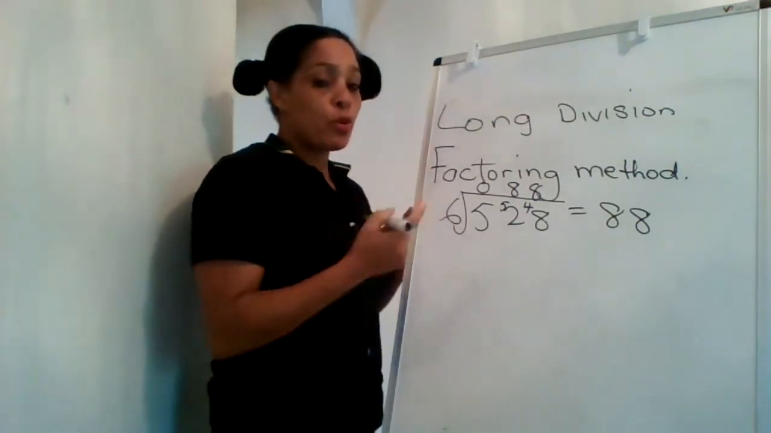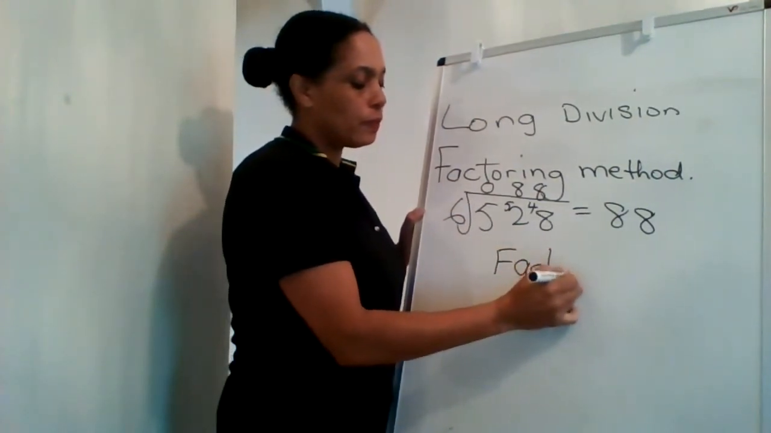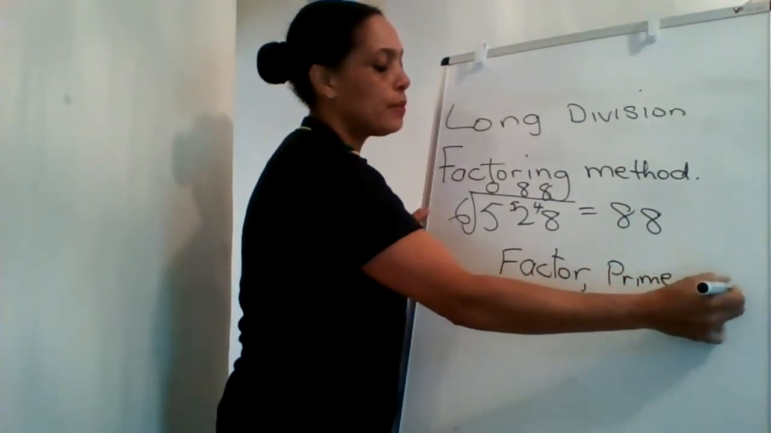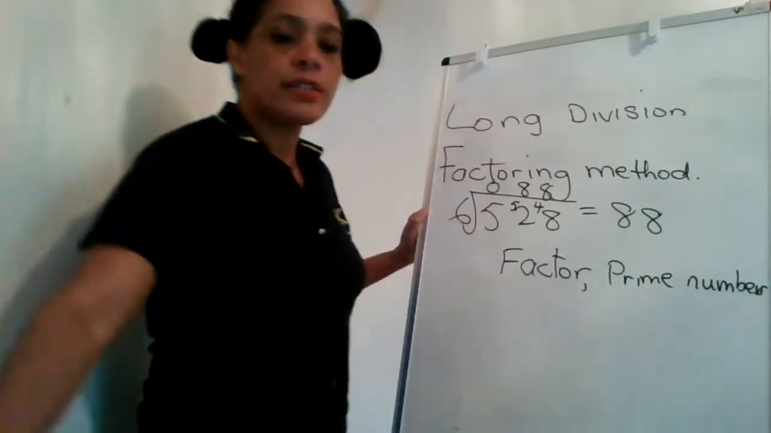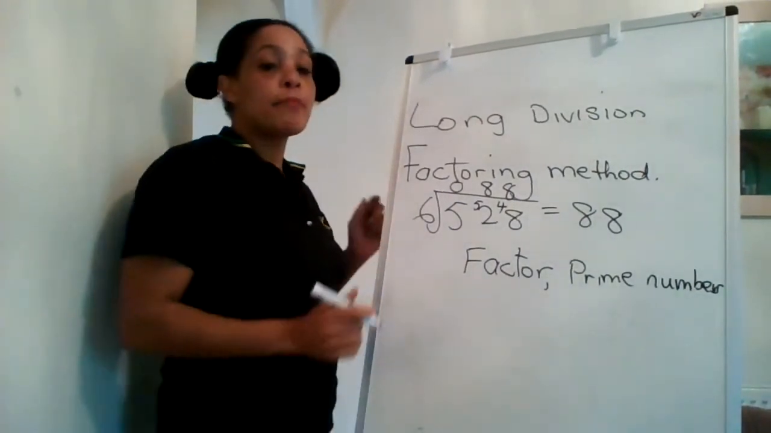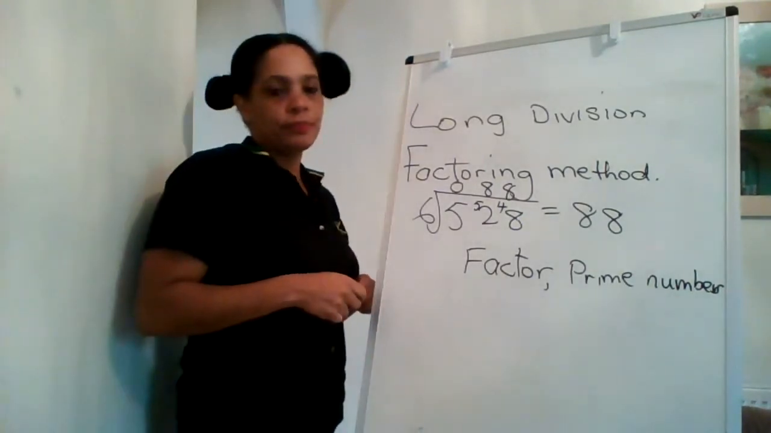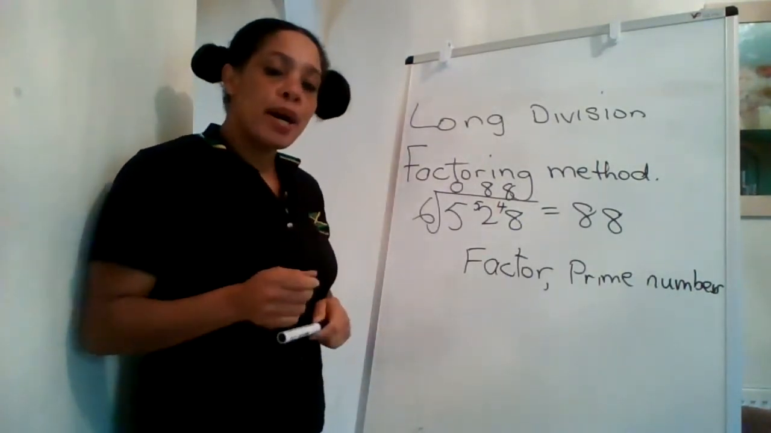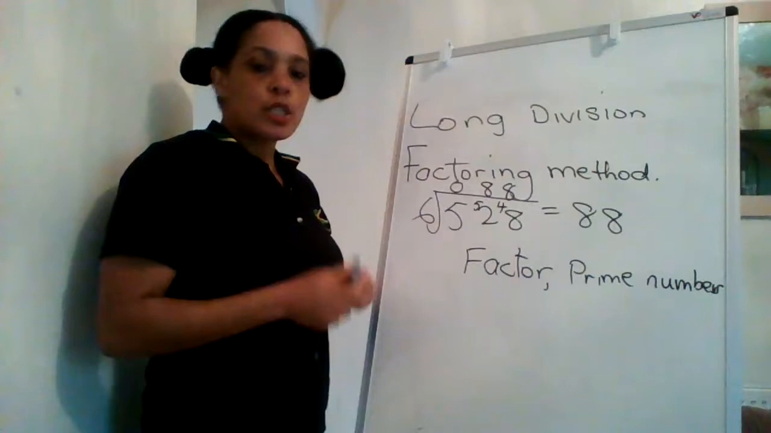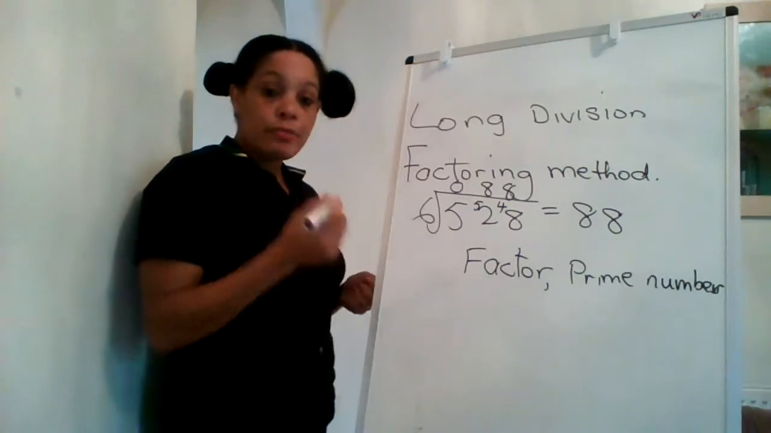The two words I want to focus on today are factor and prime numbers. Factors and prime numbers. What is a factor? A factor is a number that can divide another number without leaving a remainder.